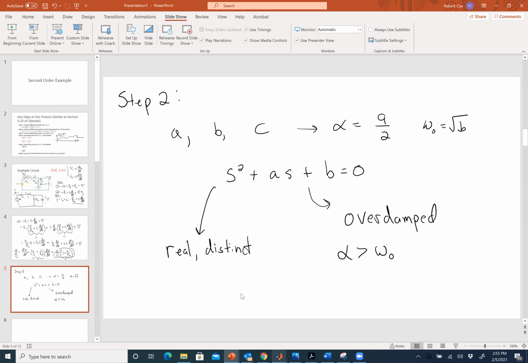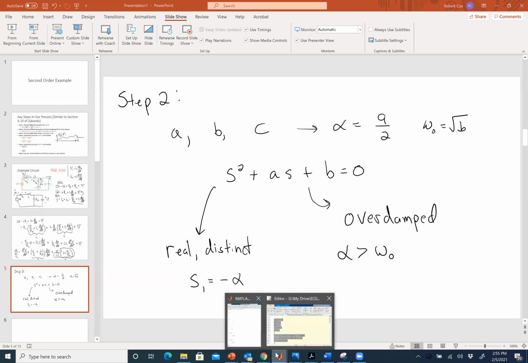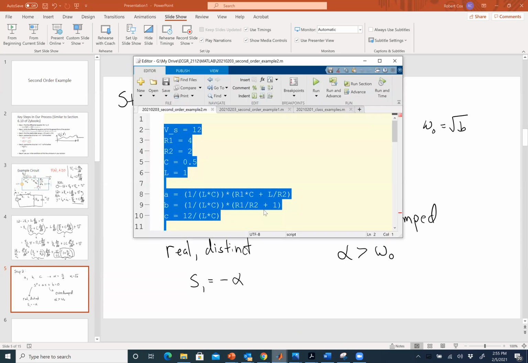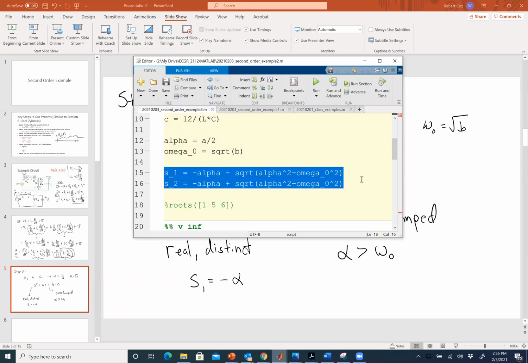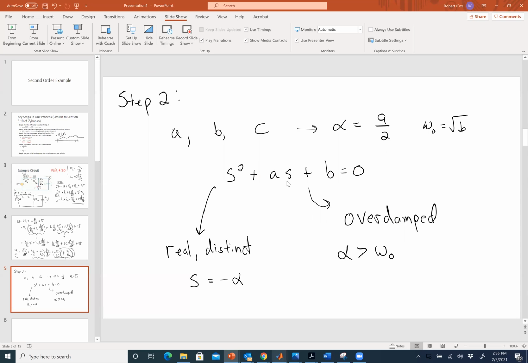So if I go back to my formula sheets, S1 is going to be negative alpha, and I don't know how I have it specifically set up here. I guess the way that I defined it, I wrote in my roots here, S1 is in this case minus alpha minus the square root of alpha squared minus omega naught squared. In general, the S values are minus alpha plus or minus the square root of alpha squared minus omega naught squared.